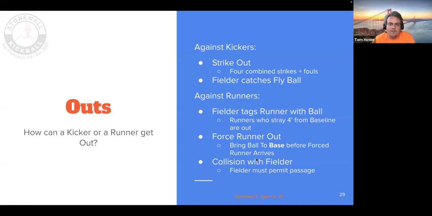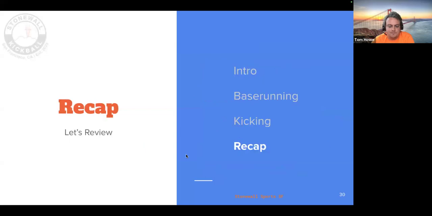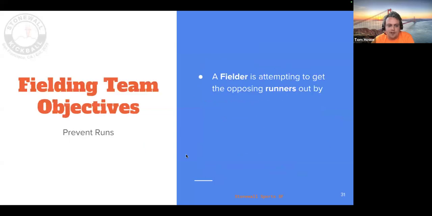But if the fielder does give you safe passage to a base, if there's a way for you to get to, say, second base without colliding with the fielder, and you collide with the fielder anyway, you're going to be called out. Basically, try not to collide with other people. So, quick recap.